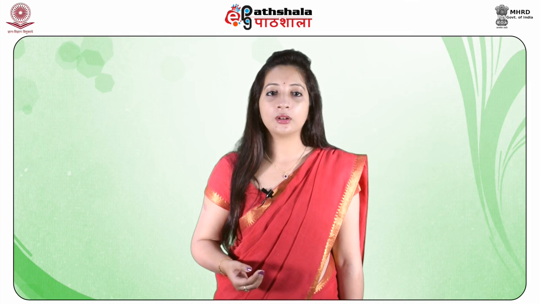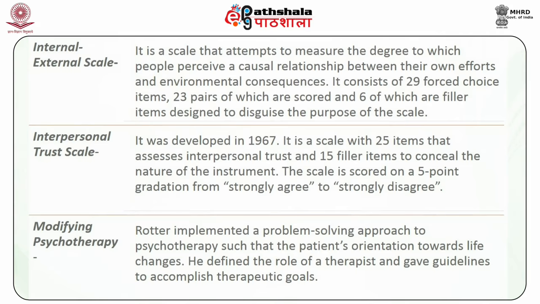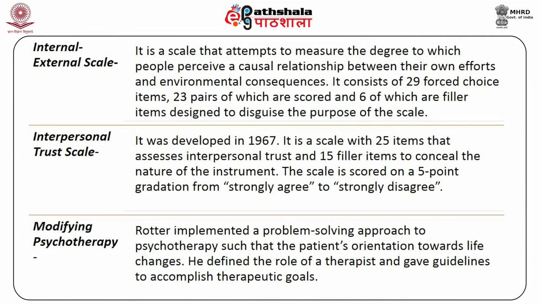Evaluation. Contributions. Internal-external scale. It is a scale that attempts to measure the degree to which people perceive a causal relationship between their own efforts and environmental consequences. It consists of 29 forced choice items, 23 pairs of which are scored, and 6 of which are filler items designed to disguise the purpose of the scale. Interpersonal Trust Scale. It was developed in 1967. It is a scale with 25 items that assesses interpersonal trust and 15 filler items to conceal the nature of the instrument. The scale is scored on a 5-point gradation from strongly agree to strongly disagree.